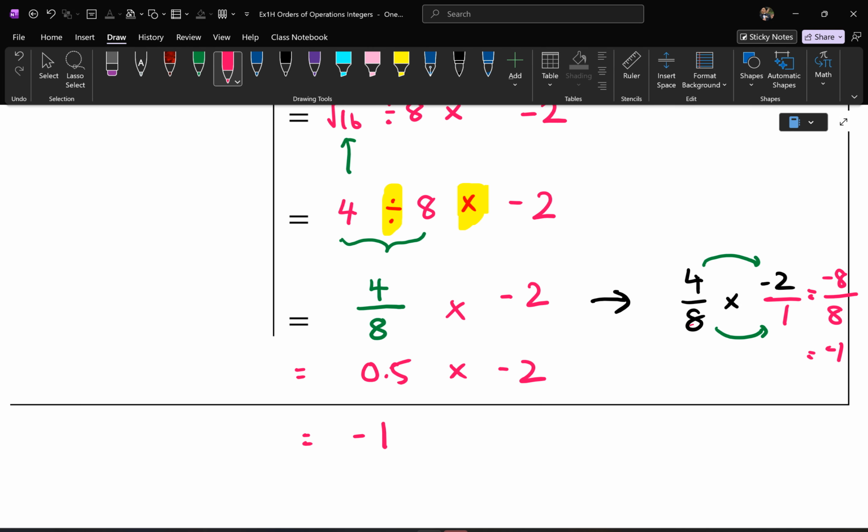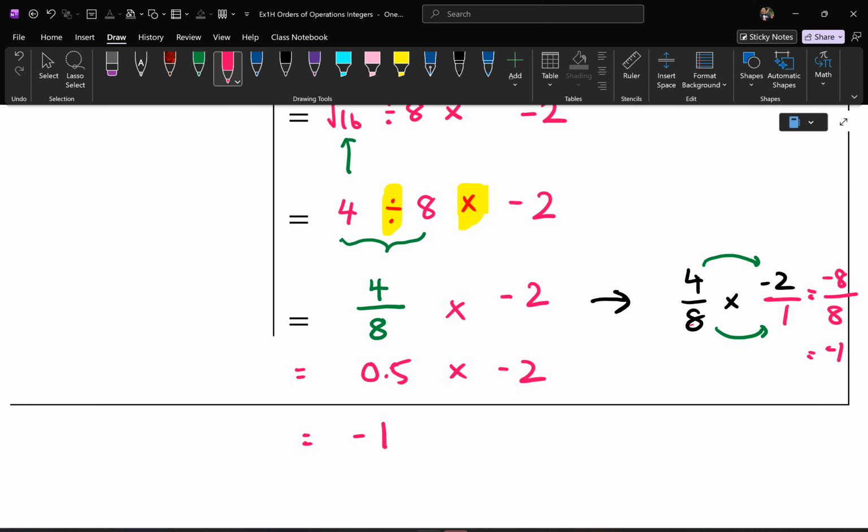Obviously, there's ways that you could have simplified as well and made your life a bit easier. Don't need to do this. I'm okay with you using the calculator from here. Okay, I just needed to see that you got the order correct. Otherwise, if you did it the other way, if you did 8 times negative 2, the answer would have been wrong. It would have been 4 divided by negative 16, which is totally wrong. Yeah? The reason why is because you're not going left to right.